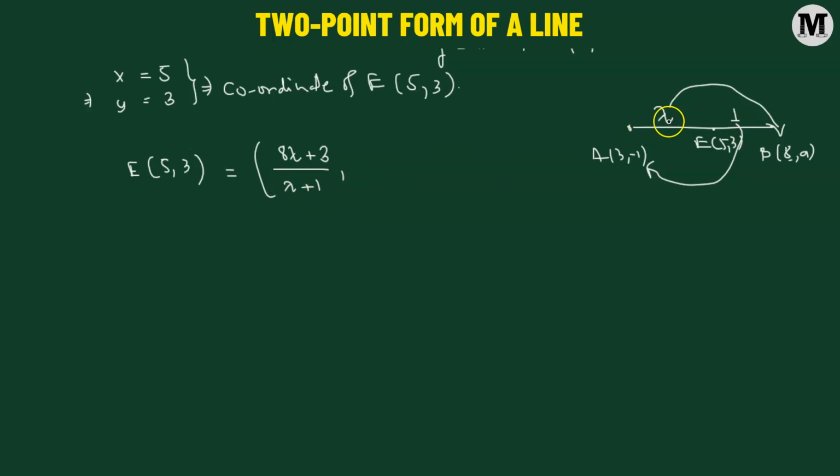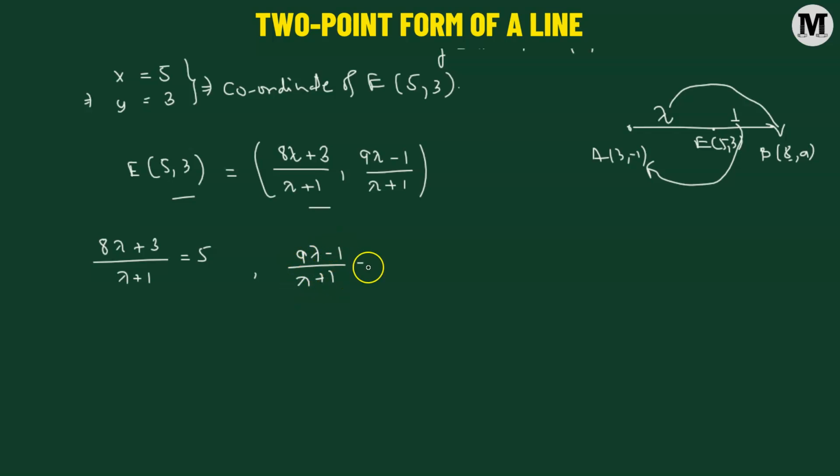To find the y coordinate, we take lambda and multiply it with the y coordinate of point B, so that's 9 lambda, and then add 1 times the y coordinate of point A, so that's 1 times -1, which gives us -1, divided by the sum of the ratios, lambda plus 1. Since the two coordinate points are equal, we can equate the x coordinates: (8 lambda plus 3) divided by (lambda plus 1) equals 5. And the y coordinates: (9 lambda minus 1) divided by (lambda plus 1) equals 3.